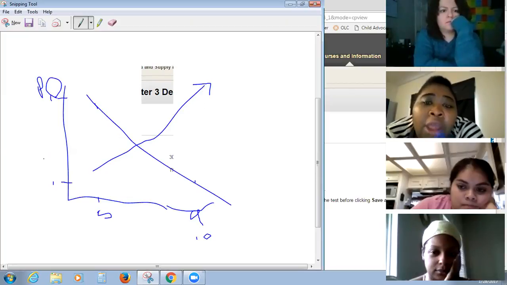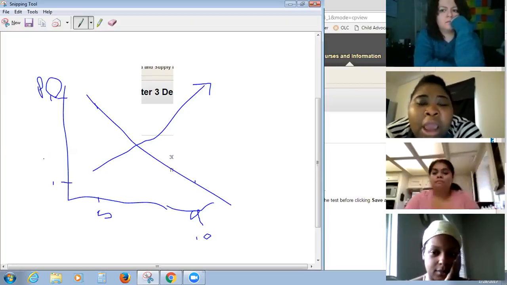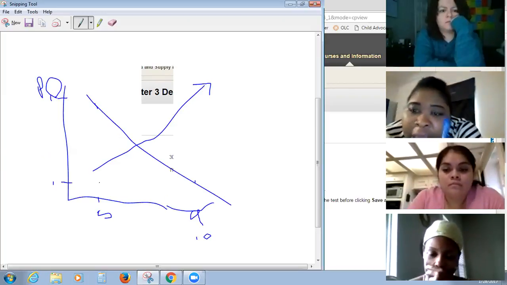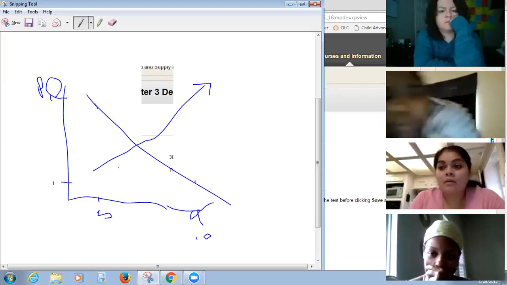The way I remember it is from left to right. If it's going from left to right, that means it's going down. If it's right to left, it's going up. Hey guys, how about we learn how to read a graph?